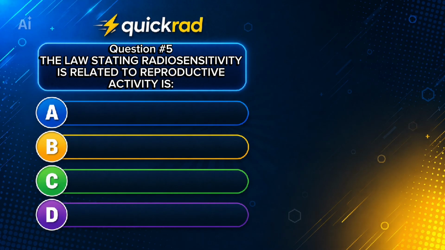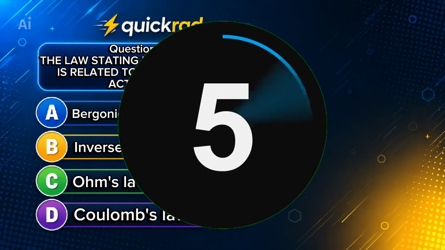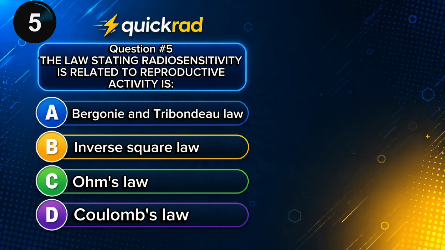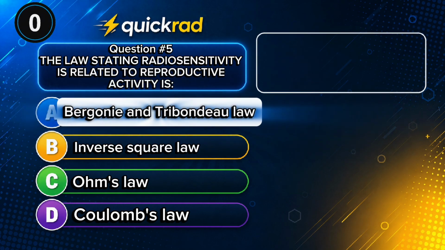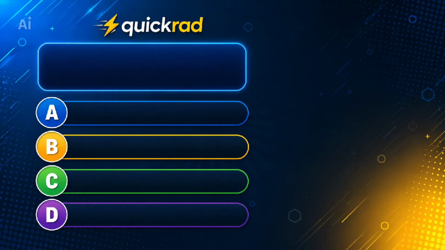Question 5. The law stating radiosensitivity is related to reproductive activities. Correct answer A. Bergonié and Tribondeau law. Cells that divide rapidly are generally more radiosensitive.